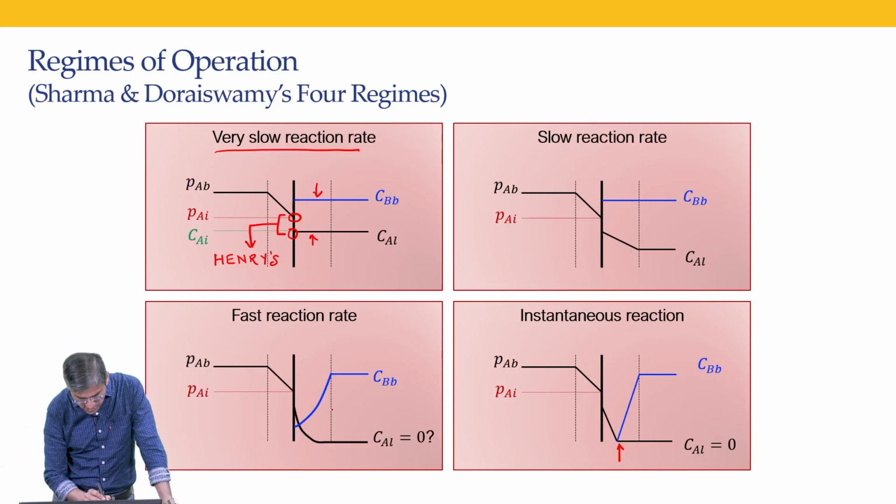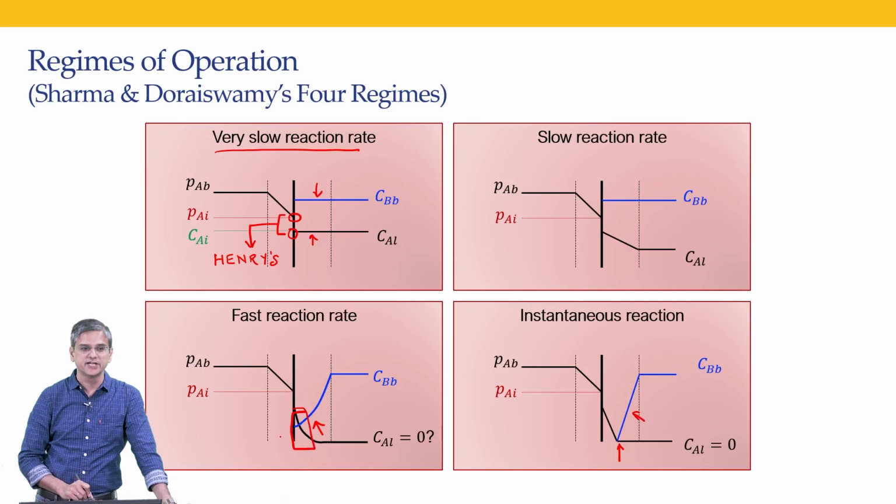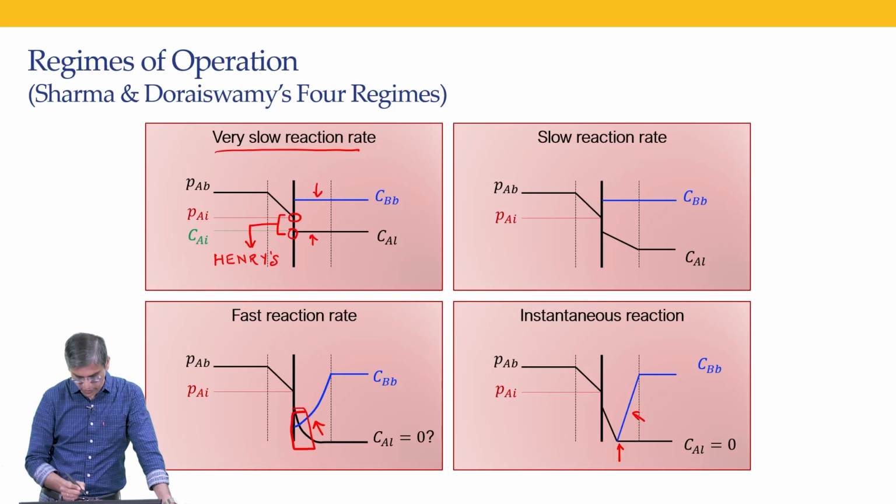What is the difference between this and this? Over here you can see this region is a region where both A and B are present. A and B are present and they are reacting.